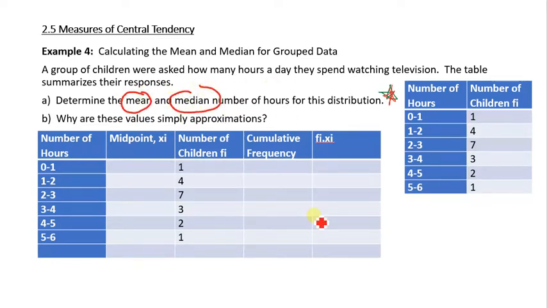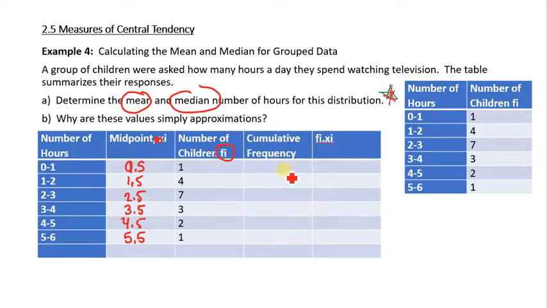number of hours for this distribution. So all I did is take this chart and split it up here: number of hours and number of children. Basically that's a frequency, right? Let's fill in the midpoint. The midpoint between 0 and 1 is 0.5, 1 and 2 is 1.5, 2 and 3 is 2.5, 3.5, 4.5, and then 5.5. These are all just the midpoints. Oh, and that should be M.